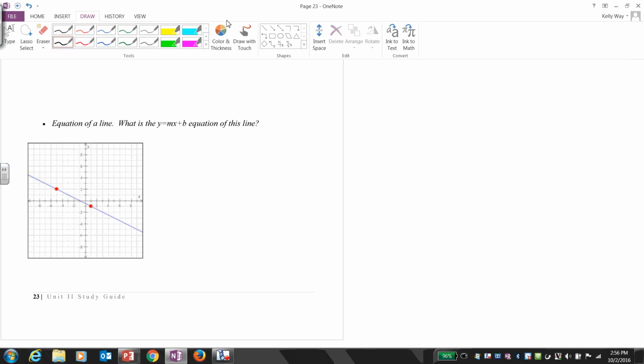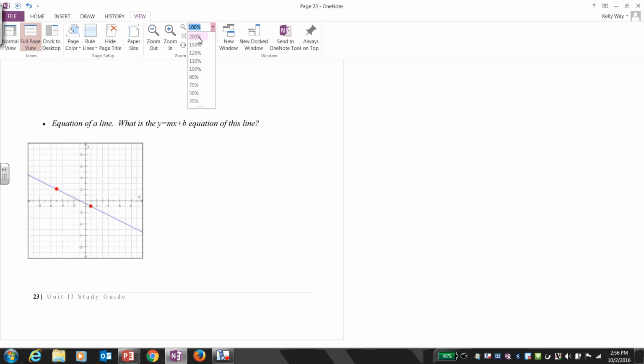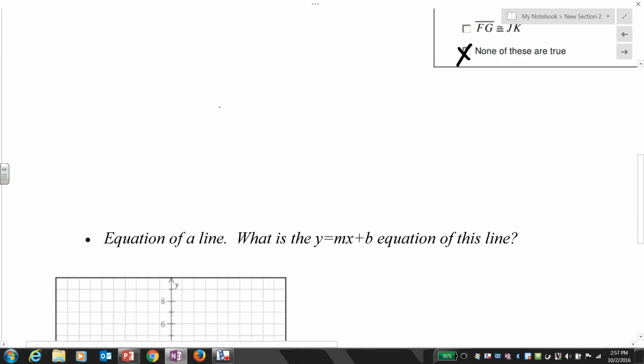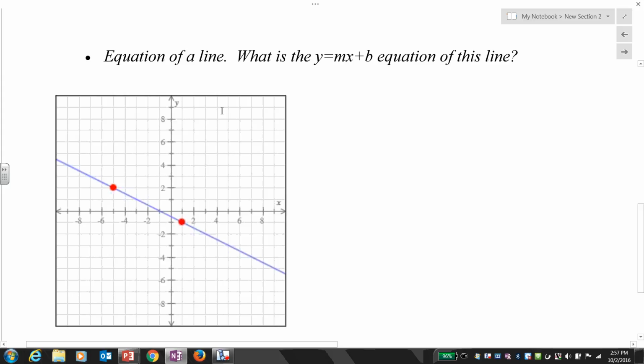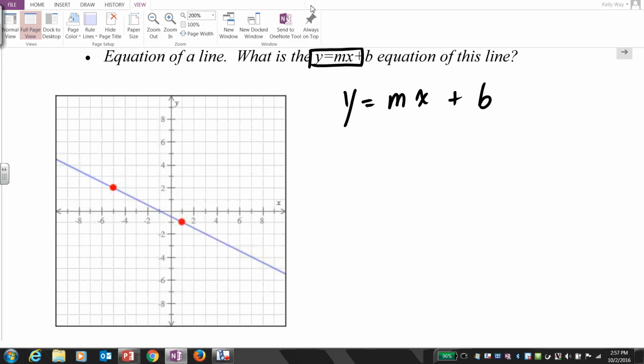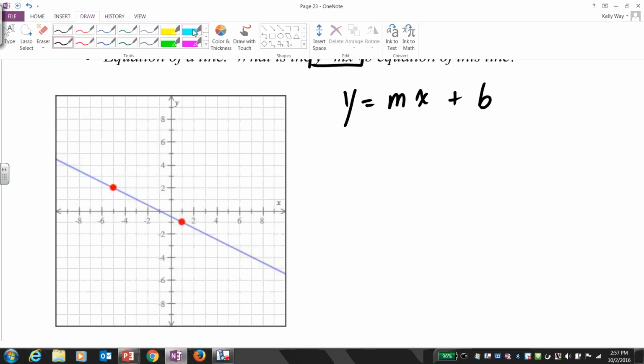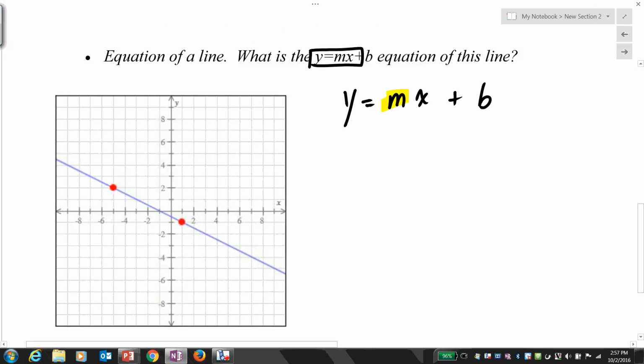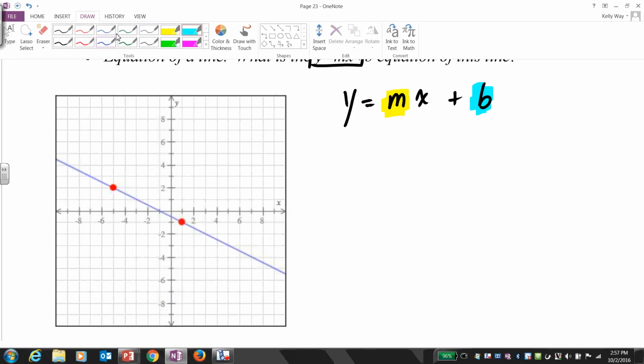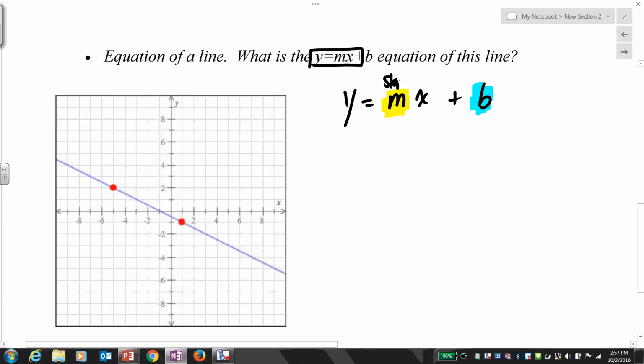Last one here. We're asked, what is the equation of this line? The y equals mx plus b. Let's identify what that is. Y equals mx plus b. There's only two things we need here. One, we need a slope. Two, we need a y-intercept. We need a slope, and we need a y-intercept.